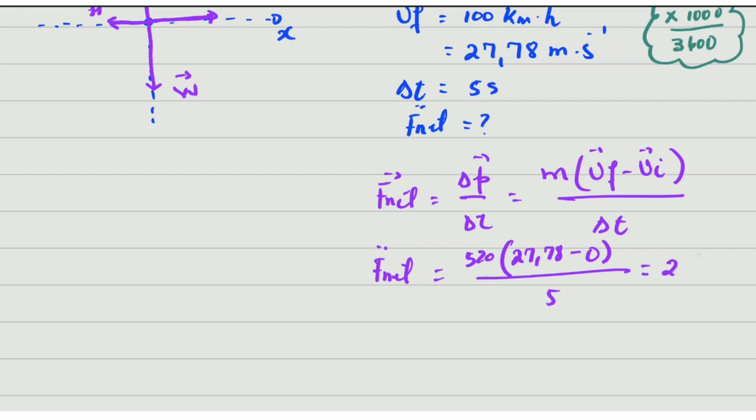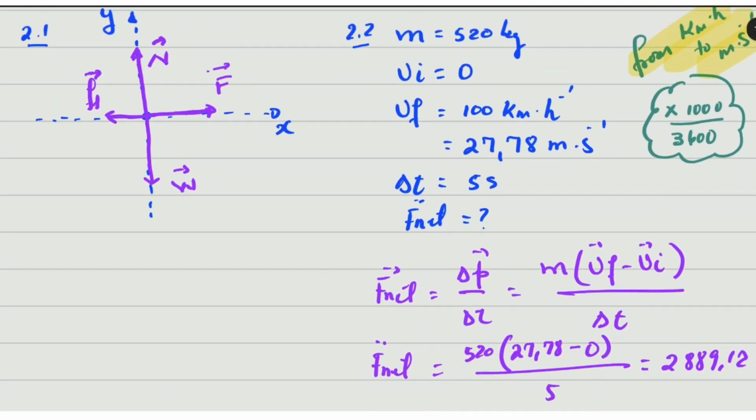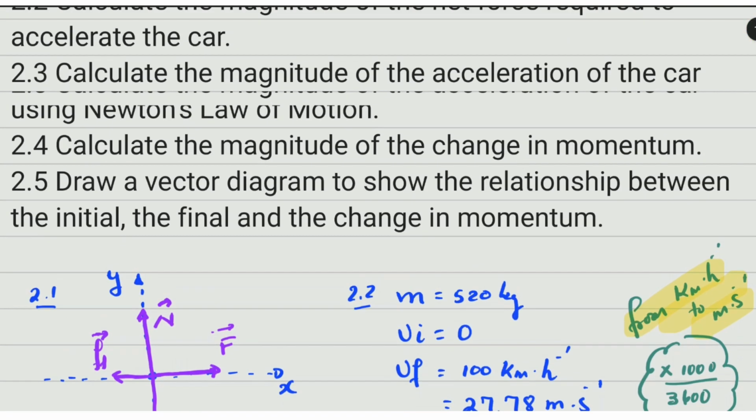The net force will be equal to 2,889.12 newtons. It is a positive answer, so it's in the same direction. The magnitude, I'm going to rewrite it here without the symbol notation, is going to be equal to 2,889.12 newtons. That is the answer there for the net force they're asking you. Okay, it's quite simple.